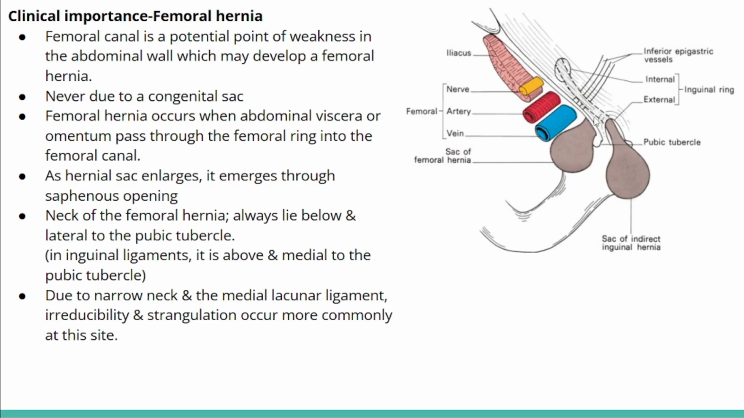The neck of the femoral hernia is located below and lateral to the pubic tubercle. We can differentiate it from the inguinal hernia, where the neck lies above and medial to the pubic tubercle. Due to the narrow neck and the medially placed lacunar ligament, irreducibility and strangulation are more common in femoral hernia.